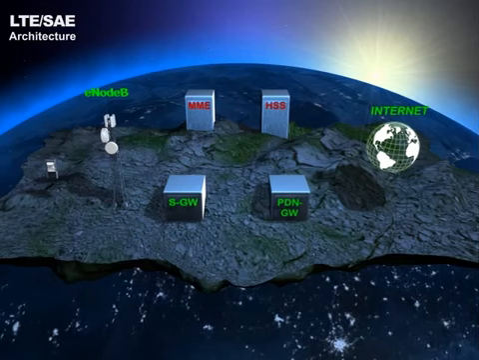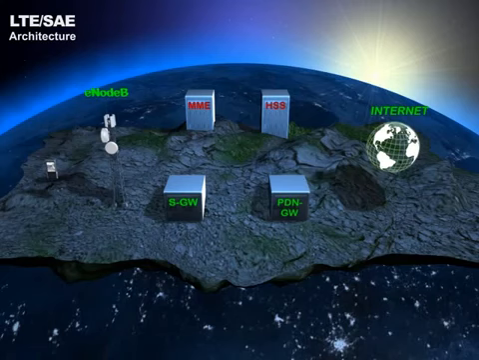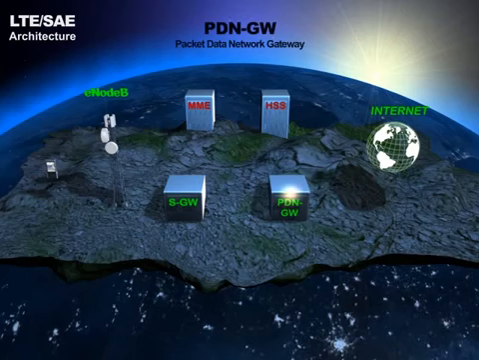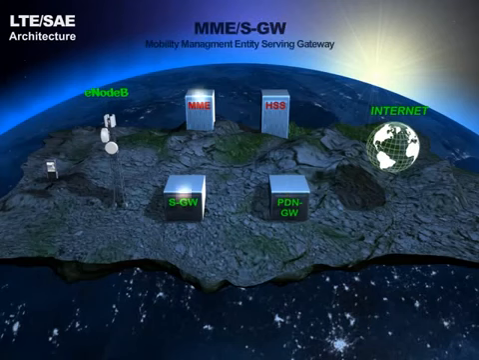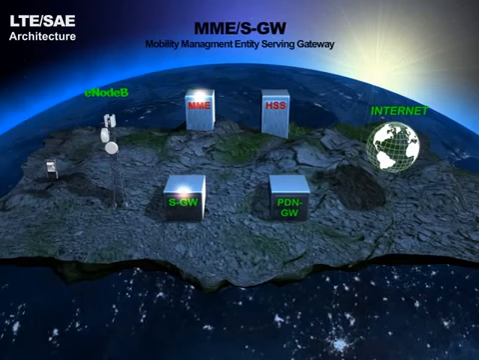The core consists of two routers, as in the previous networks GPRS and UMTS. One router is looking towards the outside world, the PDN gateway, Packet Data Network Gateway. The other one is focusing on the access, MME/SGW, Mobility Management Entity and Serving Gateway. This last router is split into two parts. MME is only involved in the control plane, and the main function of the serving gateway is transporting user plane IP packets.